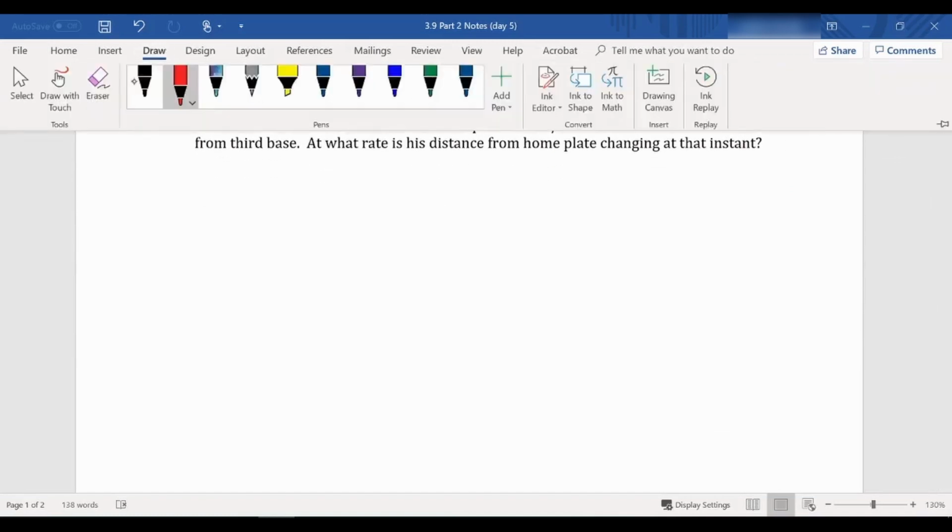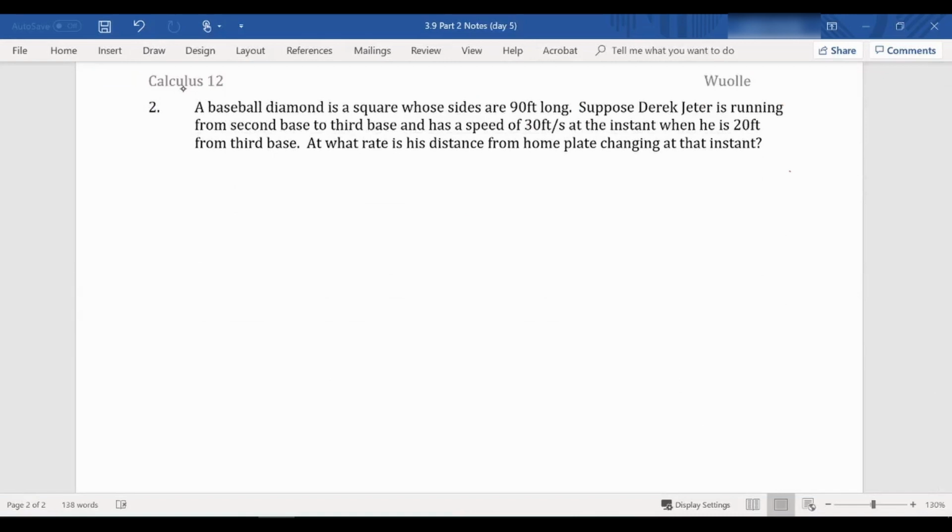So the second type of question we're going to do today is a baseball question. These are common. Just make sure you are reading the question carefully so that you can label your diagram. So for example, sometimes they'll try and throw you off and they'll say, well, you're running from second to third, but it will give you your distance from second instead of your distance from third base. So if you're not familiar with baseball, there are 3 bases and a home plate.